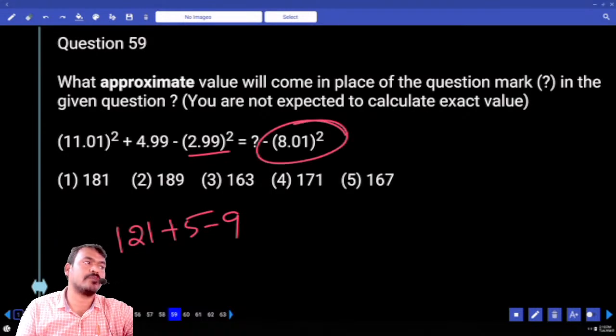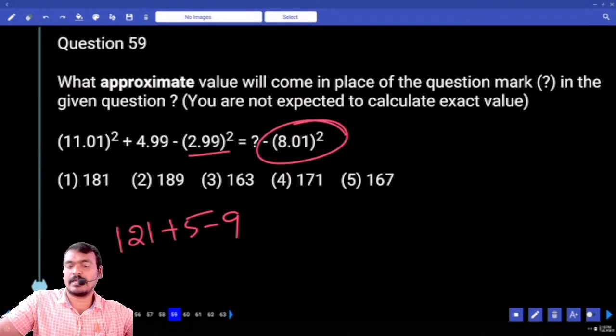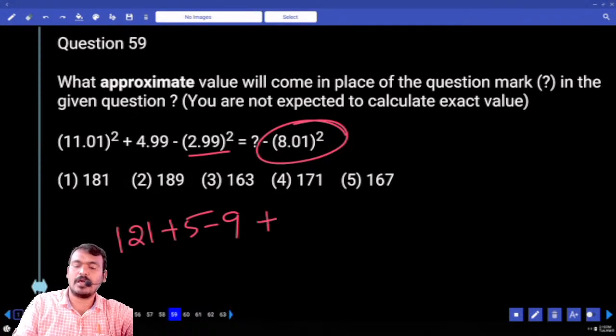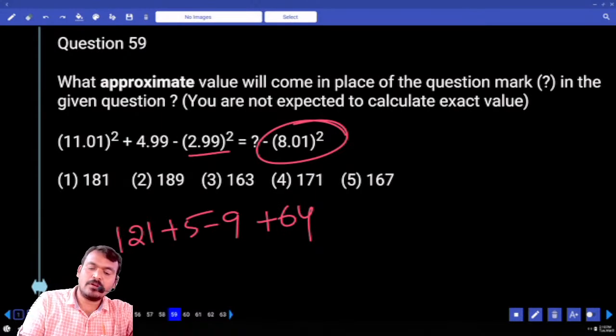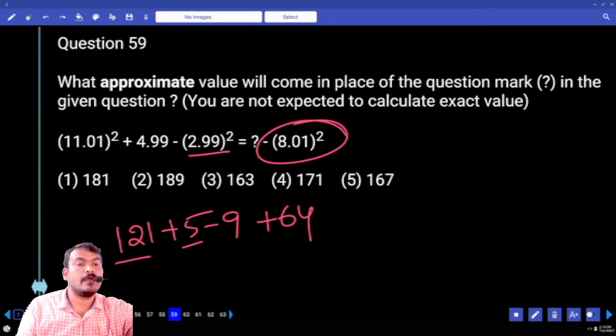Right hand side is negative, but on the left hand side it is positive. Plus 64 or minus 64? Plus 64. 121 plus 5, 126. 126 plus 64, 190. 190 minus 9, 181.